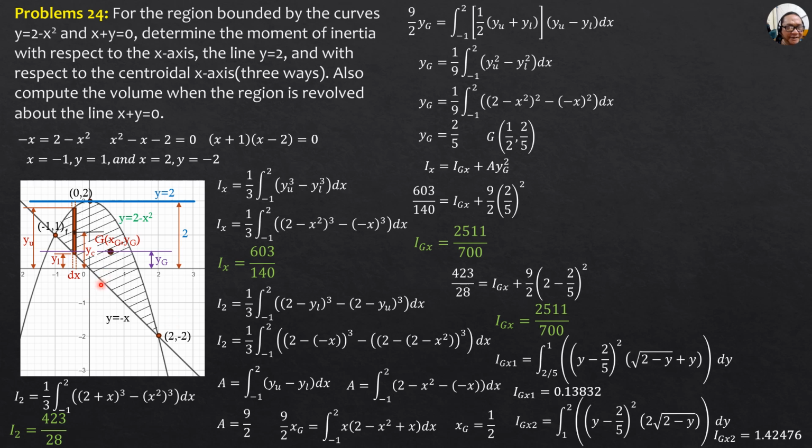Then finally, for this portion here, it is bounded by the line y equals 2/5. This is y equals 2/5, the centroidal axis, parallel to the x-axis. And imagine we have a strip here. Then the distance would be 2/5 minus y. So 2/5 minus y, the integral of 2/5 minus y square.